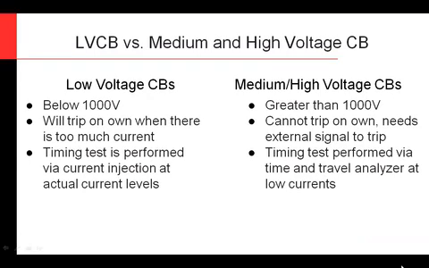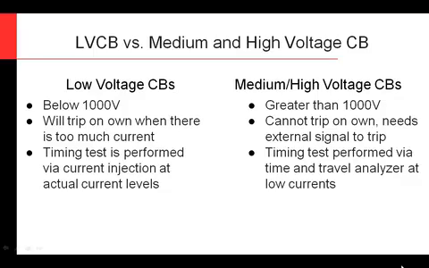Before I start, this is about medium and high voltage circuit breaker testing, but I always like to make a little distinction here between low voltage circuit breaker versus medium and high voltage circuit breaker. With low voltage circuit breakers, these are below 1,000 volts, and they'll trip on their own when there is enough current put through them. So the timing test is actually performed at real live currents, where you inject current through the machine, and depending on the type of test you're performing, it'll do an electromagnetic trip or a thermal trip, but it'll trip due to the current going through it.